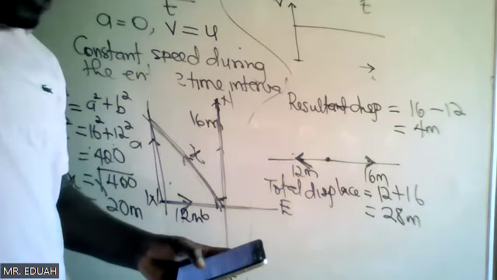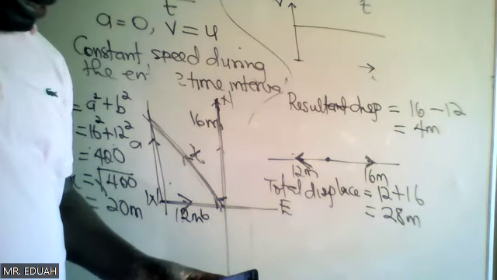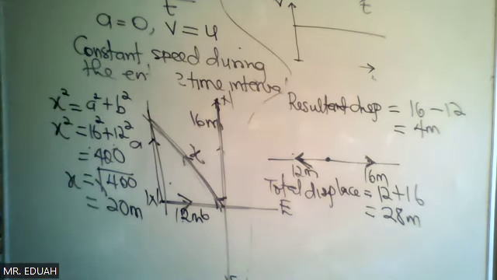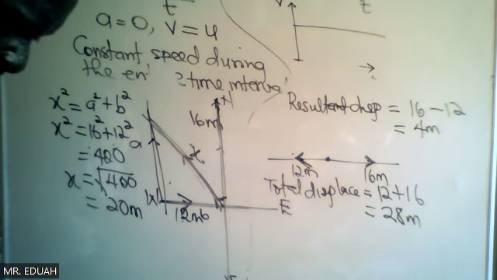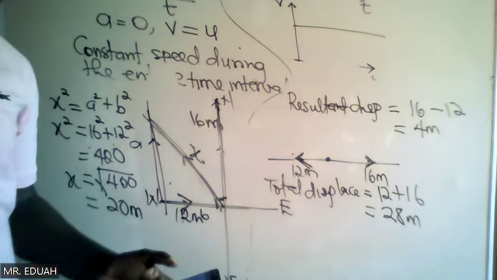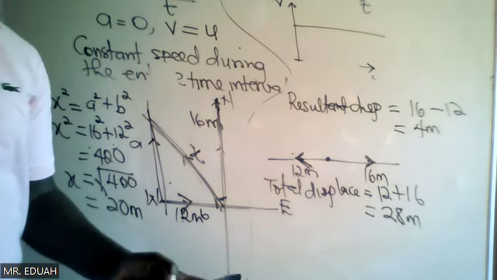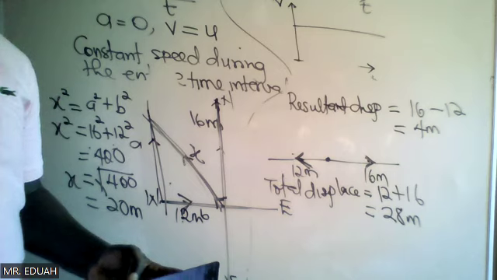An object moves a distance of 10 meters in 5 seconds. I think we have solved a similar question. The average speed of the object is, so it's about average speed, and average speed is total distance over total time. So clearly it's 10 over 5, which is 2. All right.